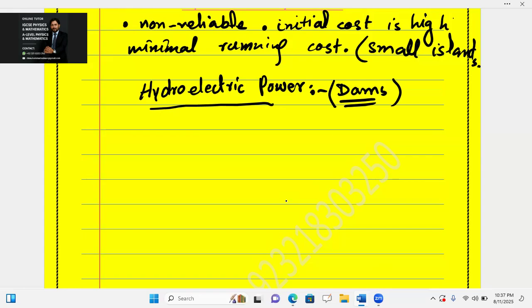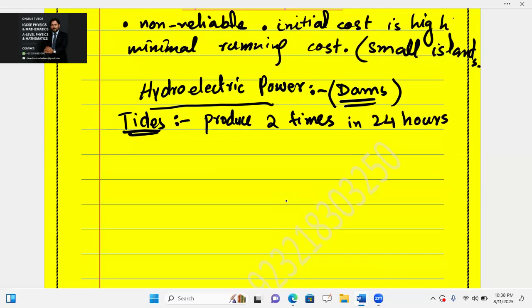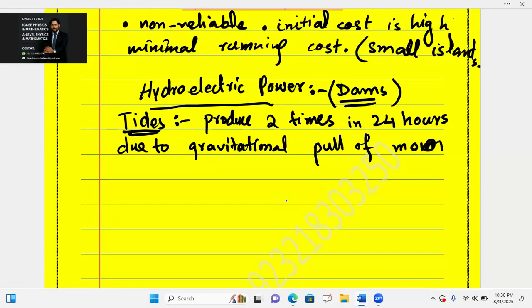Tidal barrages generate energy when the tides go in and out. So tidal energy is present. Tides are produced two times in 24 hours due to the gravitational pull of the moon on the surface of the ocean or sea.